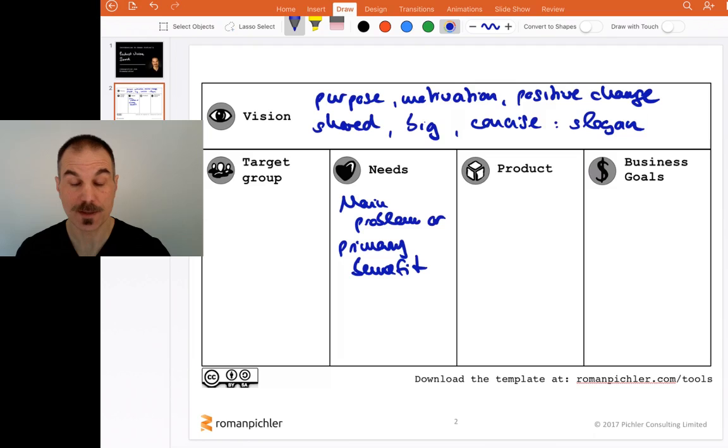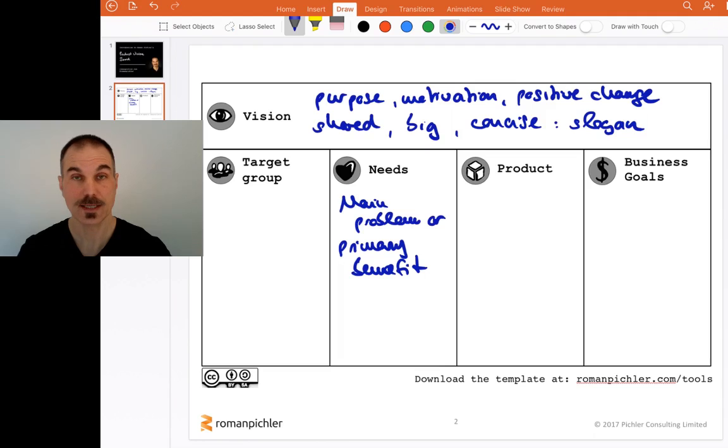By the way, if there are several problems or benefits that you identify, that's okay. Then prioritize them and clearly state the main problem or benefit, maybe by putting it at the top and also underlining it. That's something I find useful.